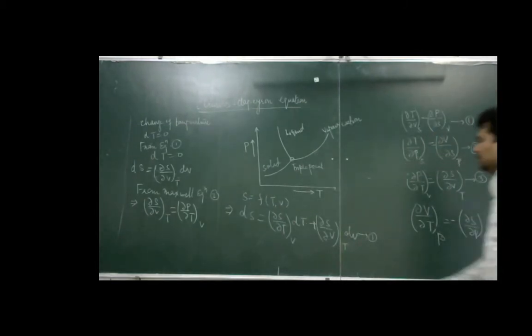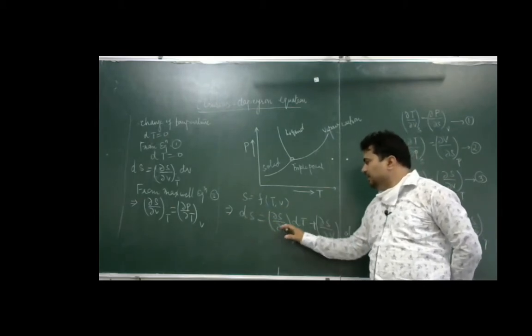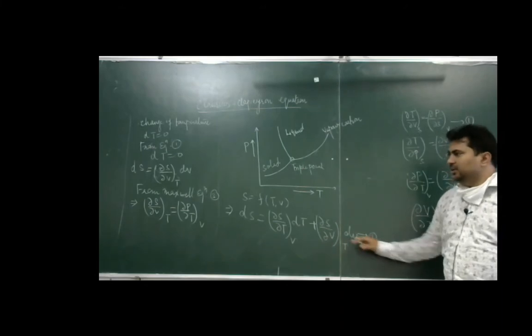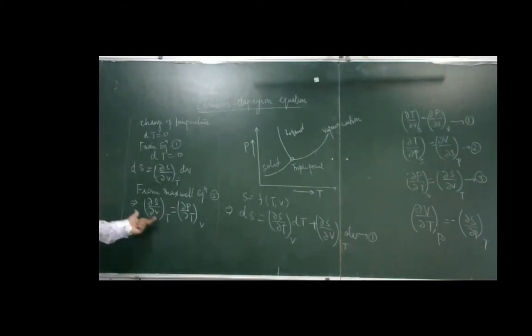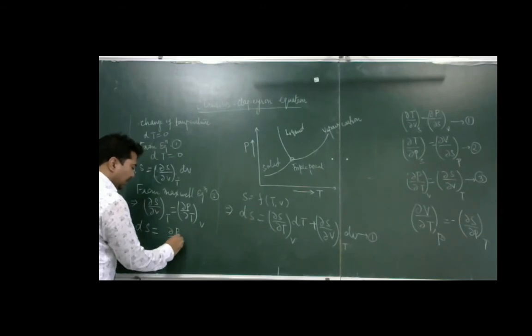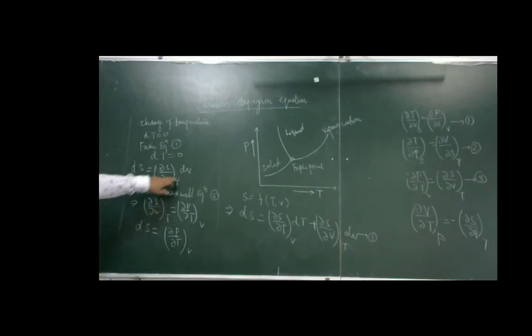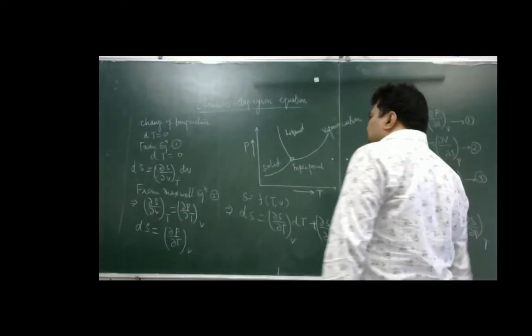Whenever we derive the Clausius Clapeyron equation, let us assume that entropy is a function of temperature and volume, so ds can be written as del s over del T into dT plus del s over del v into dv. This is equation number 1. From this equation, del s over del v at constant T into dv is equal to del p over del T into v. So from this Maxwell relation we can write this.